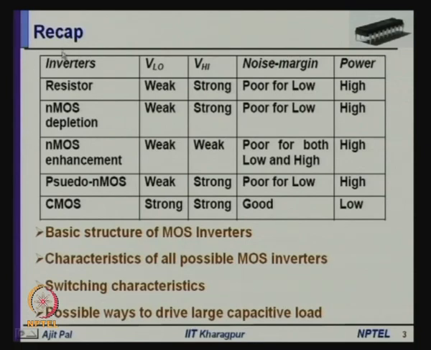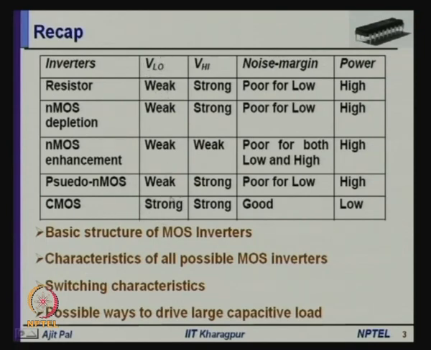Here is the brief recap about what we discussed in my last four lectures. We have discussed different types of inverters that can be realized using MOS technology. We have seen the pull down device is always an NMOS transistor, but the pull up device can vary. It can be a passive resistor or some active devices, particularly NMOS depletion transistor, NMOS enhancement transistor, pseudo NMOS circuit where a PMOS transistor is used as pull up, and also in CMOS a PMOS transistor is used as pull up.